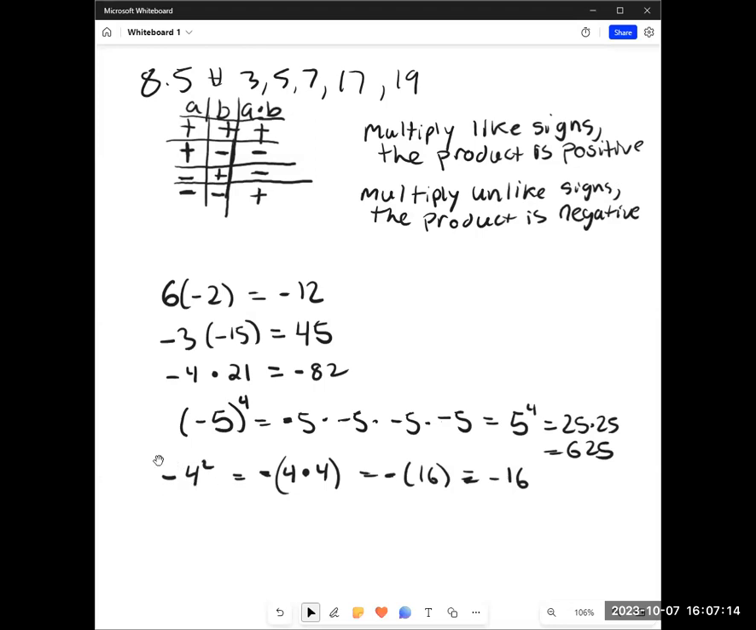If there's no parentheses around your base, then that negative is a multiplication operation that happens at the end of the problem, after you take care of your exponents. Be very careful how you type these things into your calculator to make sure that you get the right answer. If you do not put parentheses in when you need them, then you may get the wrong sign.